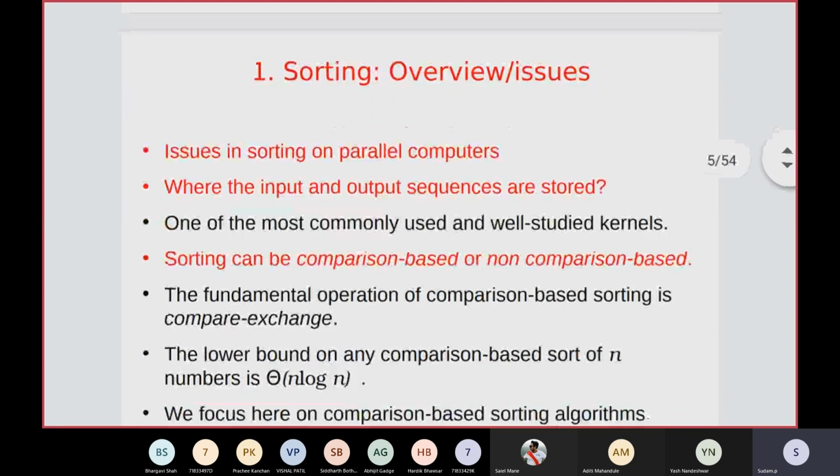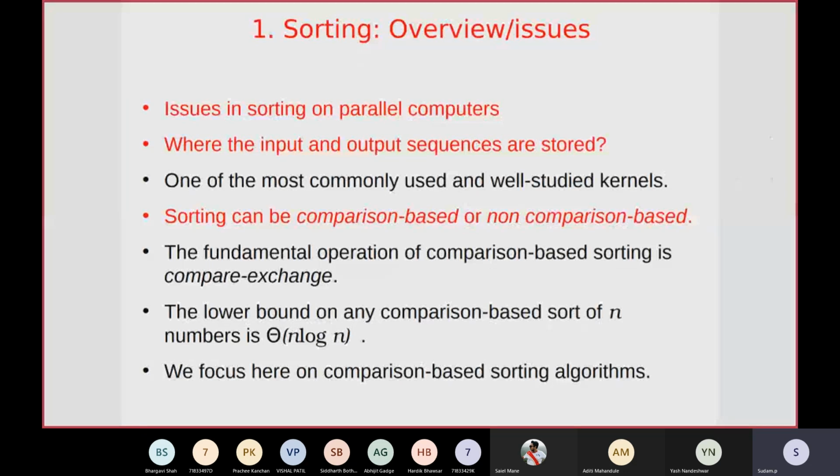Okay. So, sorting overview or issues. Issues in sorting on parallel computers. There are different issues regarding sorting on parallel computers, because serial sorting algorithms work on a single processor. So all the input elements will be in the local memory of that processor, on the machine on which it is working.